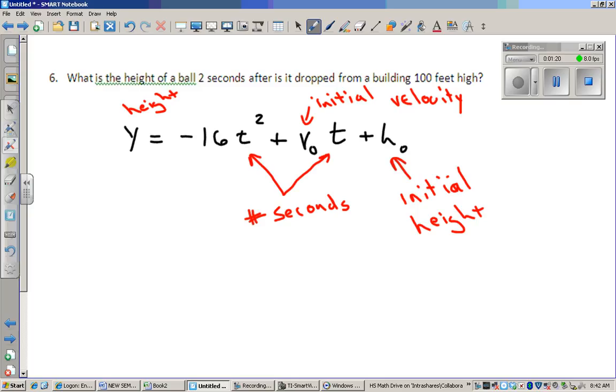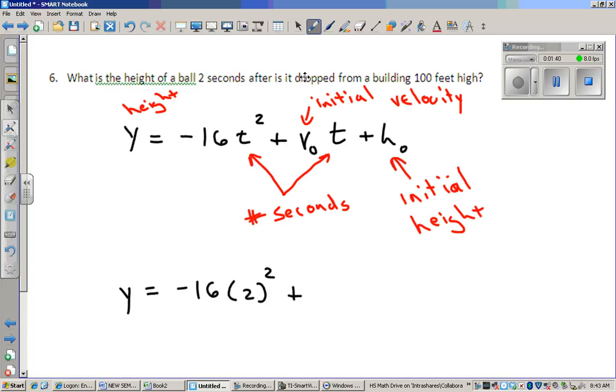Okay, so now what we want to do is figure out what information we have in our equation. The negative 16 is a constant. As long as we're measuring in feet, that's going to be a negative 16. 2 seconds.